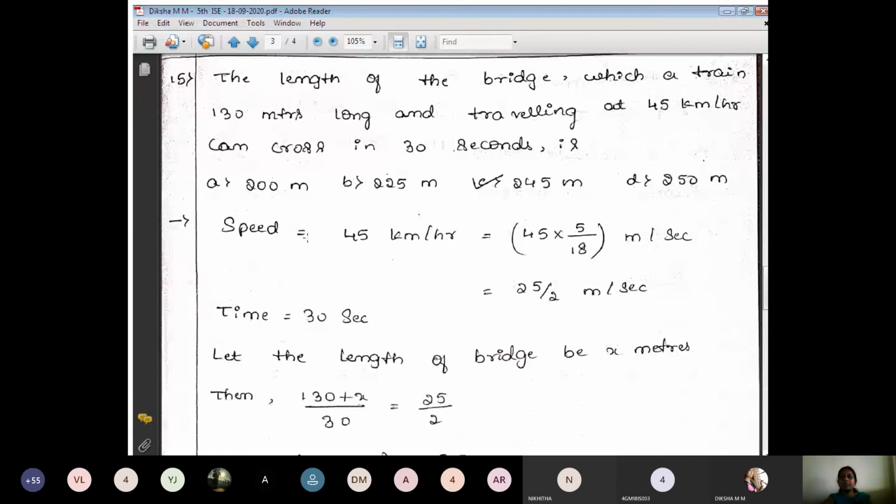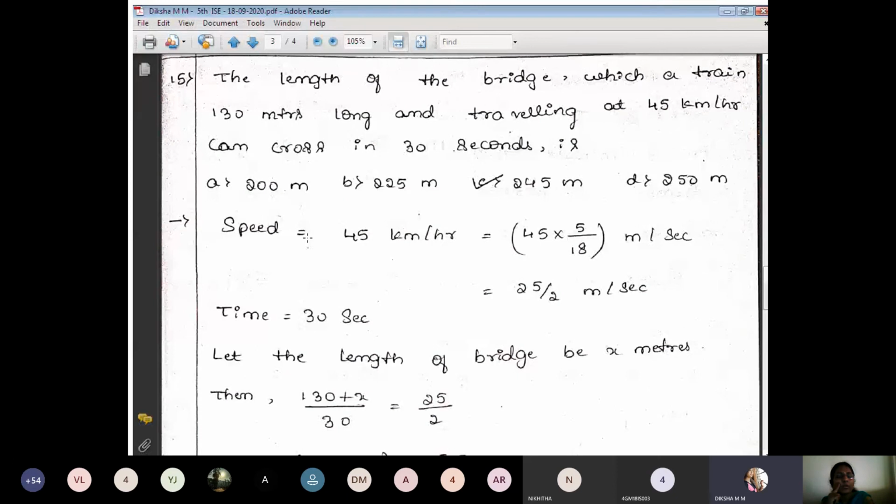Okay. Yes, next problem. They are asking the length of the bridge only, which a train 130 meters long and traveling at 45 km per hour can cross in 30 seconds. Here they are asking the length of the bridge. A train whose length is 130 meters crosses a bridge in 30 seconds at a speed of 45 km per hour. So they are asking that bridge length.